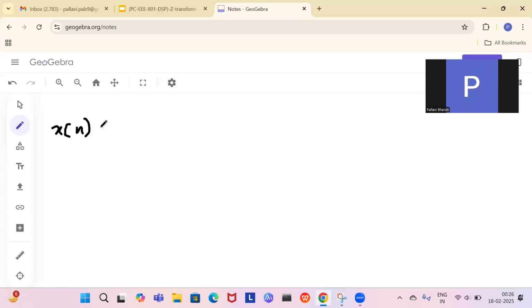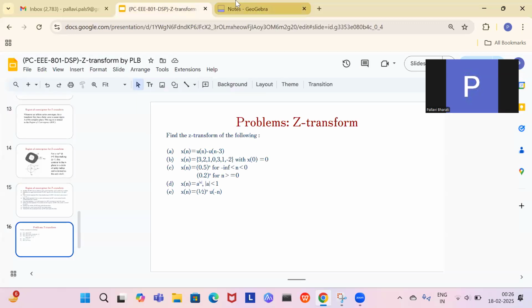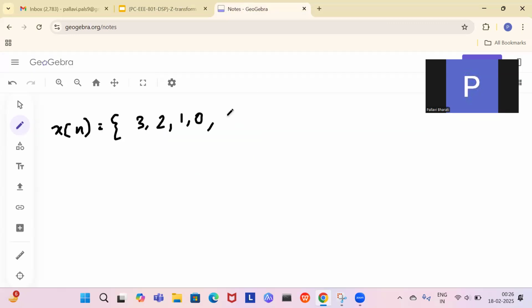x of n is equal to 3, 2, 1, 0 and 3, 1, minus 2, with the origin at this point. Now see, this is the 0th position, first, second, third position. This is minus 1 position, minus 2 position, minus 3 position. So this is our two-sided sequence.